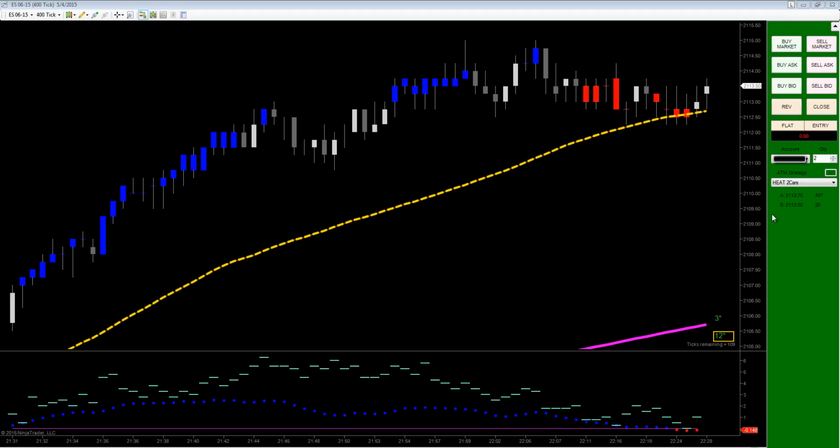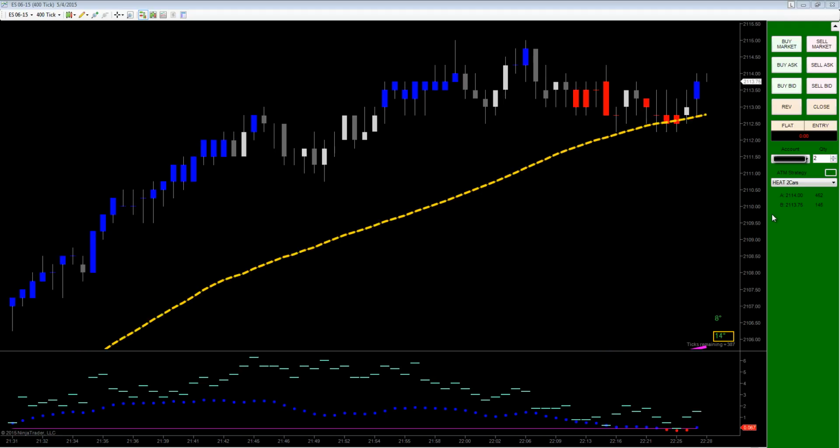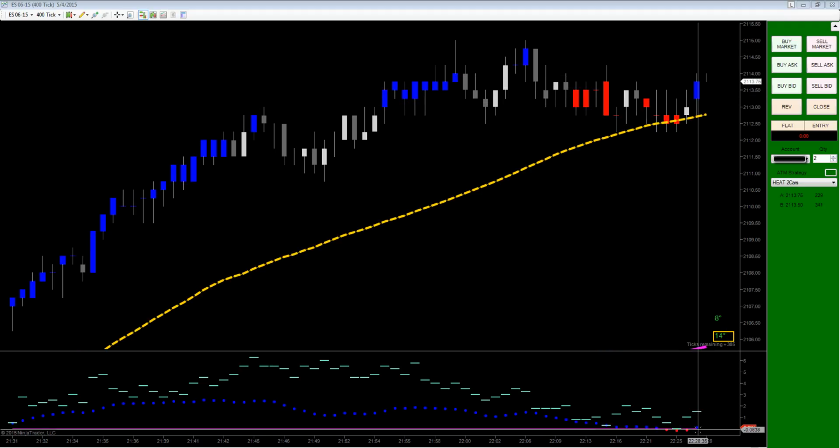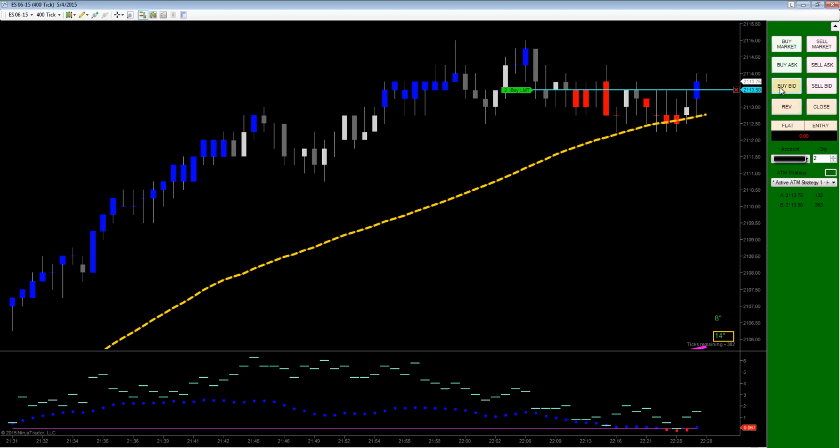The market makes moves up and down. It makes easy 2-3 point moves, so we're looking to capture these moves on a daily basis. Let's see if this closes blue. We have a blue bar and a blue dot down here. Everything's in line, so I'm going to buy the bid right here.